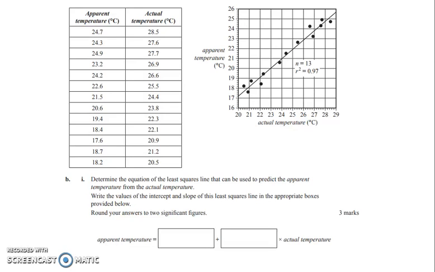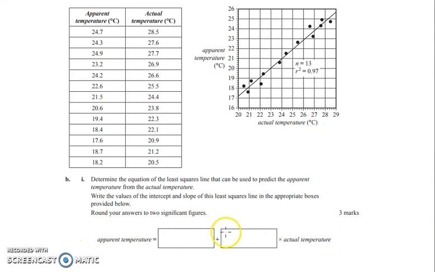Hi there, this is a question from the 2016 Exam 2 from the core section. It is question 3bi. So in the start of the question you were given a table there that's got two columns of values. We're given a graph with the r squared value on it as well, and then in the bi part you've been asked to determine the equation of the least squares line that can be used to predict the apparent temperature from the actual temperature, and then to write down the intercept and slope value.